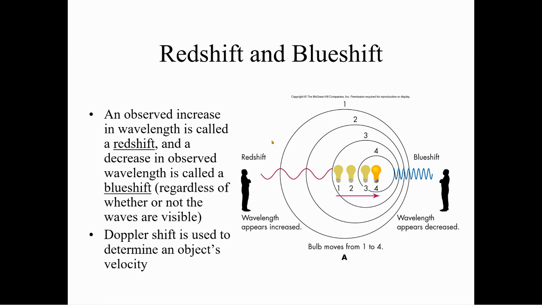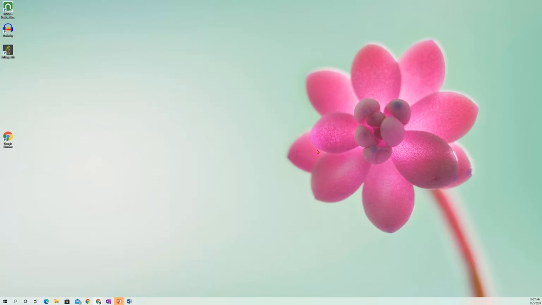Doppler shift is used to determine an object's velocity, and in what direction it's moving, away from us or towards us. All right. That is it for the notes on this chapter.